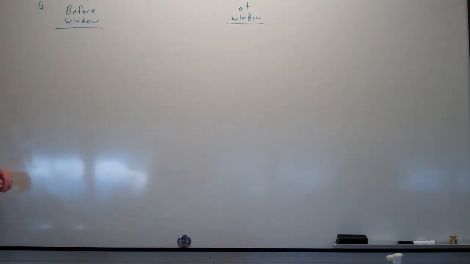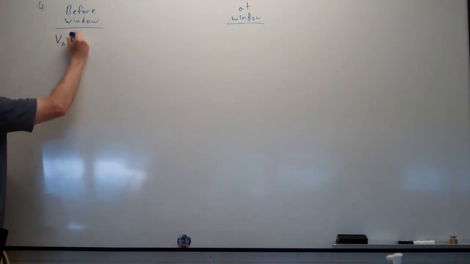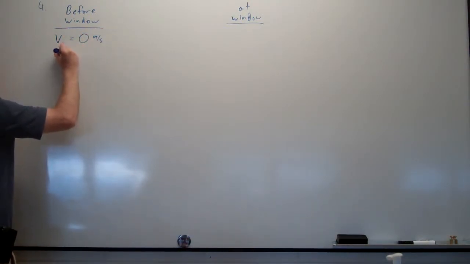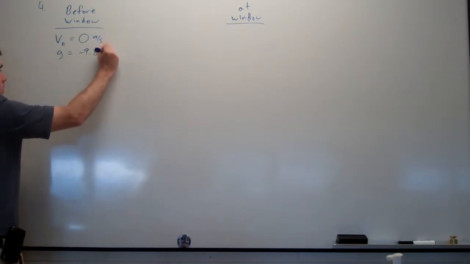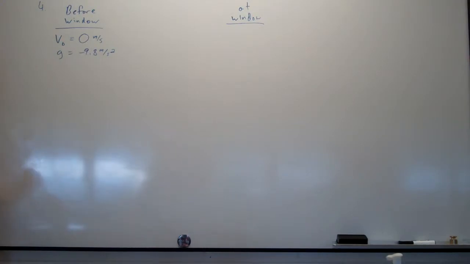Okay, what do we know about before the window? Like I said, assuming it was dropped. The time is for how long it takes to go past the window. So before the window, what we know is our initial velocity is 0, because it was dropped. We also know g equals negative 9.8 meters per second squared. That's all we know. What we're ultimately looking for in the problem is delta y for before the window. Does that make sense to everybody?